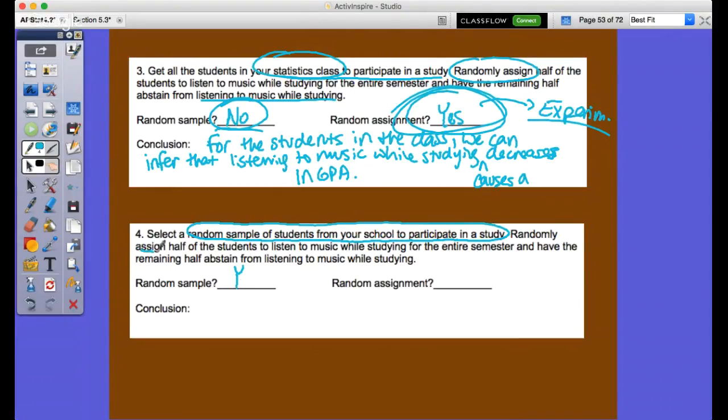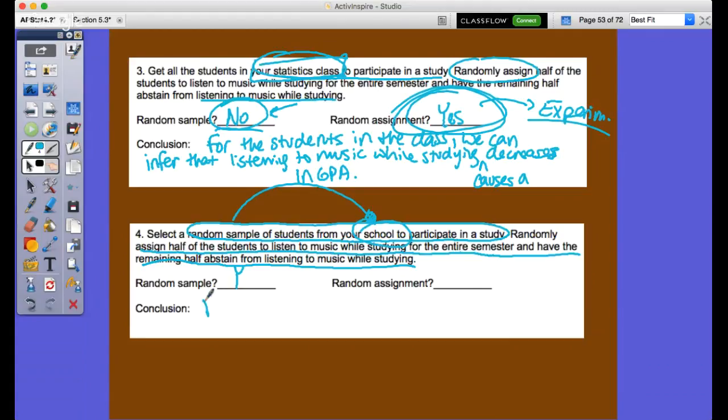It says randomly assign half of the students to listen to music while studying for the entire semester and have the remaining half abstain from listening to music while studying. Because we took the random sample from the school, we are able to infer our cause and effect relationship to the entire population of the school. Whereas up here in number 3, we are only able to talk about the statistics class because there was no random sample taken. And so for the students in that class, we can infer that there.